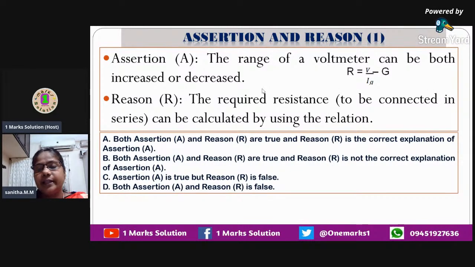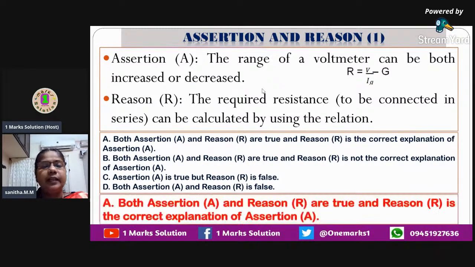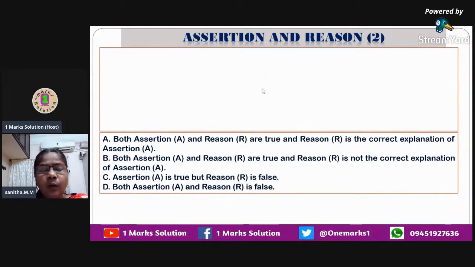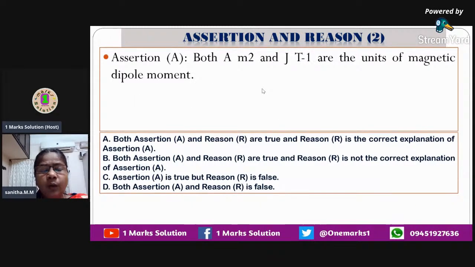The required resistance to be connected in series can be calculated by using the relation given. So that is also a correct reason, the assertion is correct, and it is a correct explanation for the assertion also. So the option will be A, and the conversion is very, very important. Please study it. Now let us move on to the second assertion.